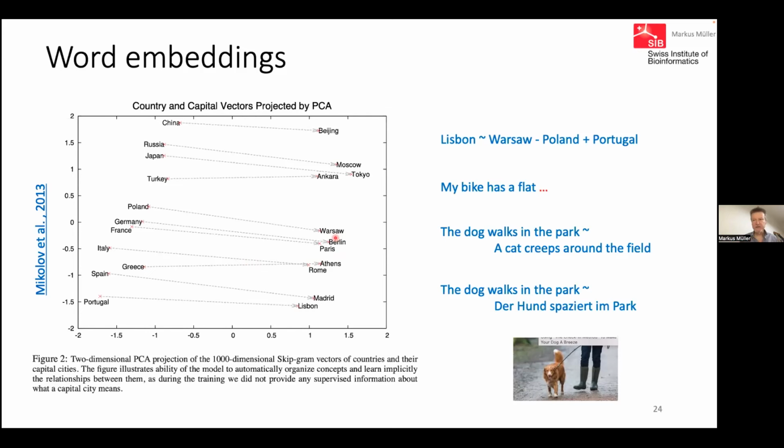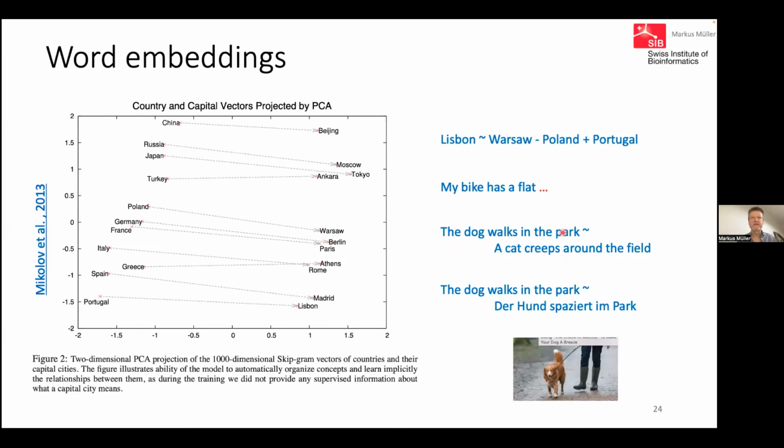Then we can use this embedding for many things. We can look for words that are close to other words. For example, my bike has a flat. We can look for words that are close to bike and flat, and this will most likely be a tire. We can relate different sentences to each other. So we can relate the sentence, the dog walks in the park, to a cat creeps around the field, because both sentences contain pets, both contain a verb that describes a movement, and a place. So if you calculate how similar these sentences are, they will be more similar than another, unrelated sentence.